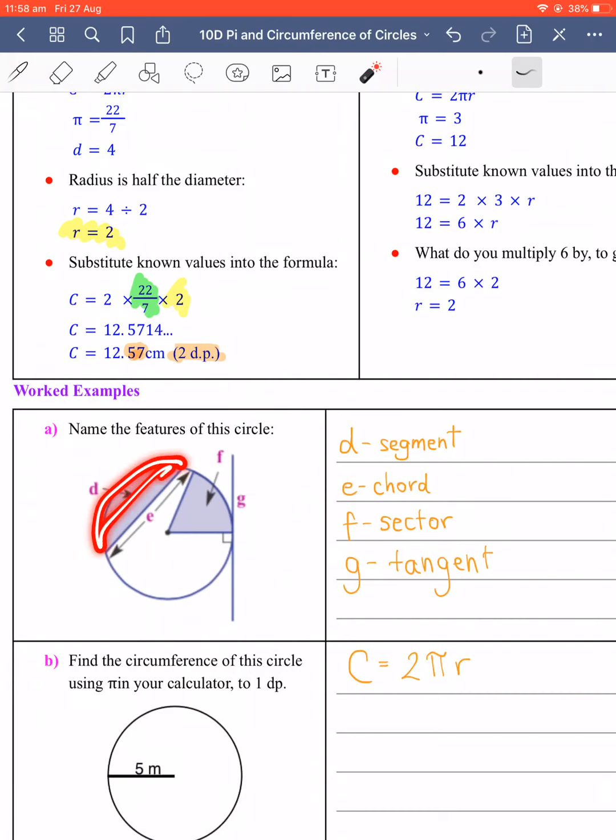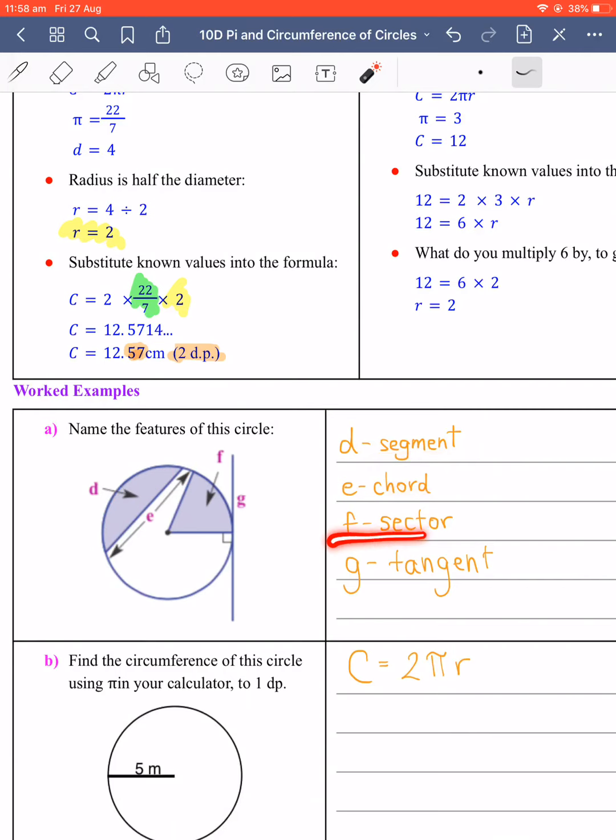So this little area, because it's kind of a chunk, is actually called a segment. A segment can be made by the outside of the circle and a chord. So a chord makes up the area of a segment, or a chunk. Okay, so we have our math words, but we want to make sure that we remember what they are.